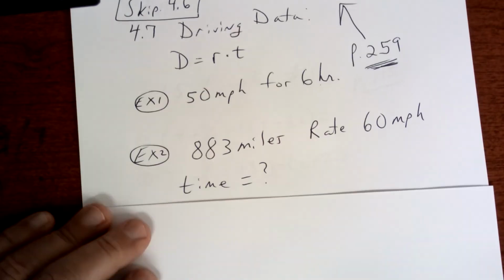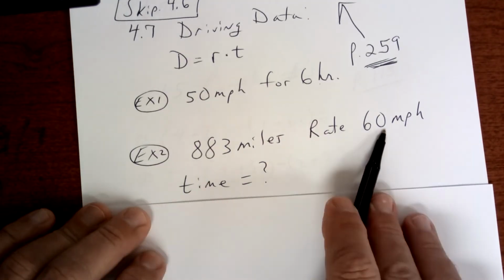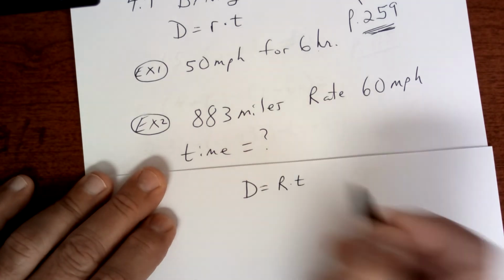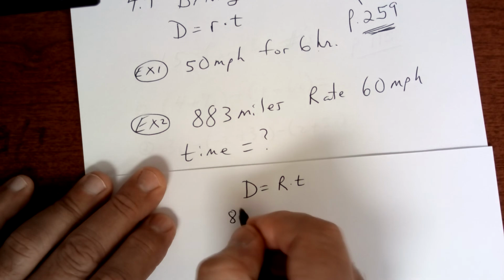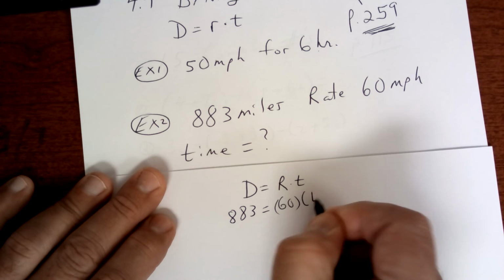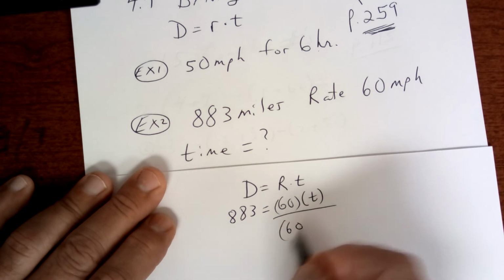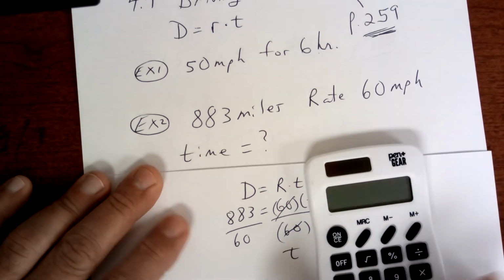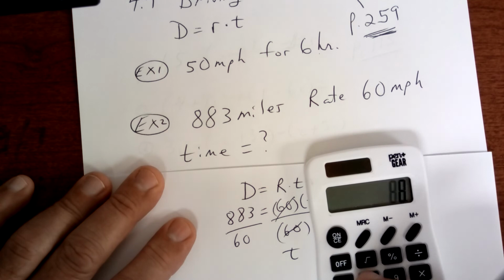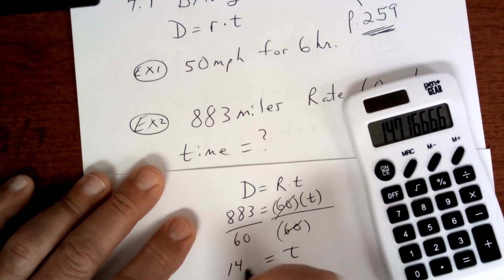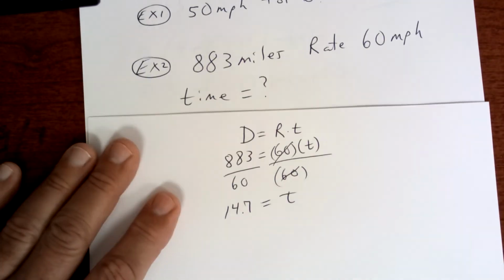You have the miles, you have the rate, you're looking for the time. So put distance, okay? So the distance is 883, the rate is 60, and you're looking for t. So all you're going to do is divide by 60, and whatever you get is your answer. So time is going to be 883 divided by 60. So I get 14.7. Okay? And that's all.